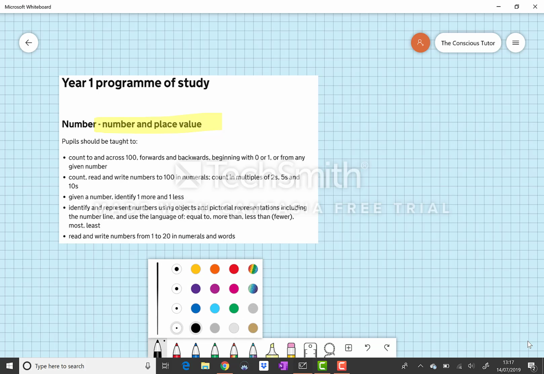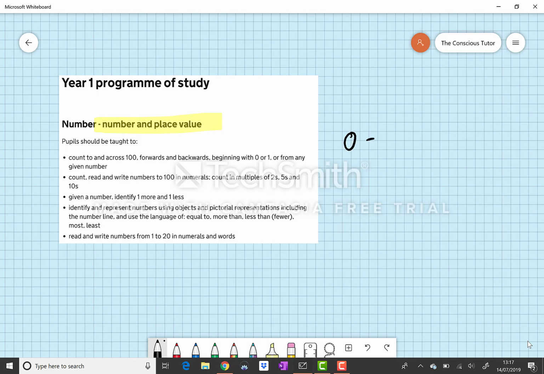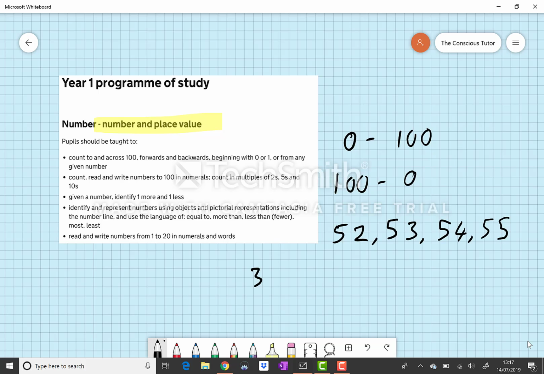So the number they go up to in Year 1 is usually 100, and being able to count forwards and backwards. So from 0 to 100 and from 100 to 0. And that's going from any given number. So they might be given the number 52 and have to count up. They might be given a different number, 33, and would have to count down.